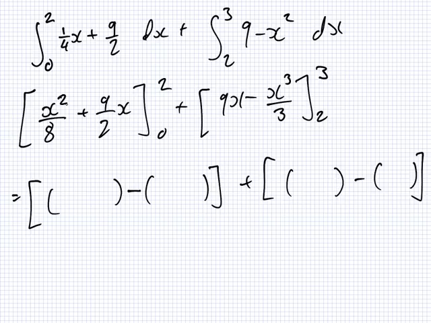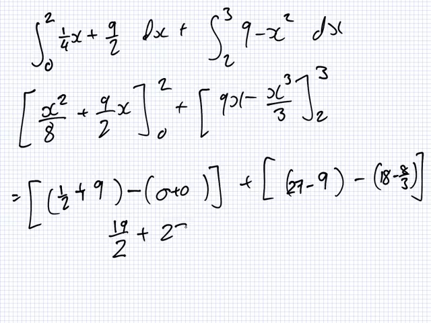Right, so let's put in 2. 2 squared is 4 over 8 is a half, plus 9, when I put the 2 in here. Now when I put in the 0, that's nice, I get 0. Now when I put in the 3 here, I get 27 minus 3 cubed is 27 over 3 is 9. And then when I put the 2 in, I get 18 minus 8 over 3. So I get 9 plus a half, that's 19 over 2, plus 27 minus 9 minus 18 plus 8 over 3.